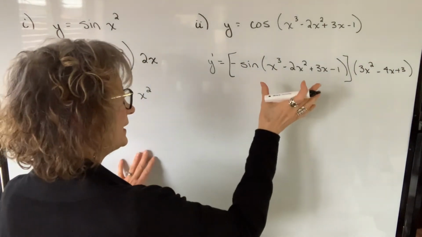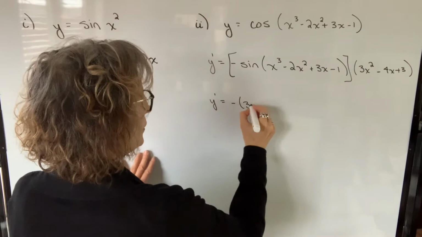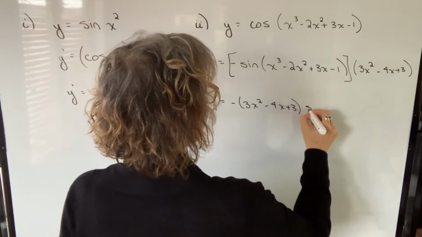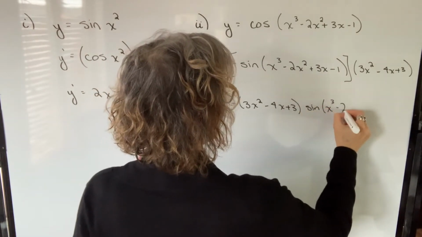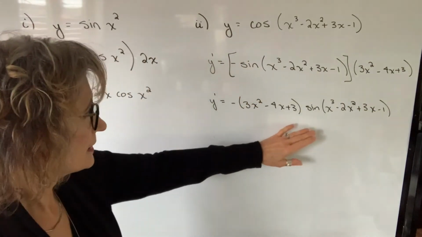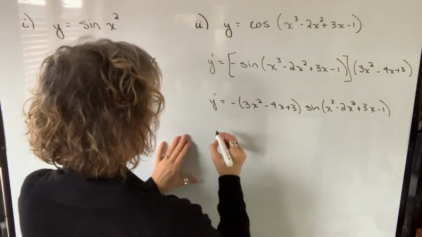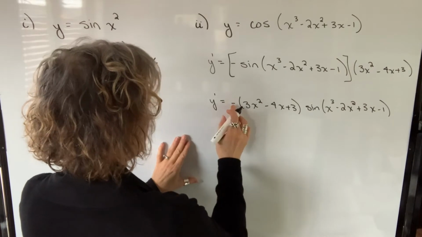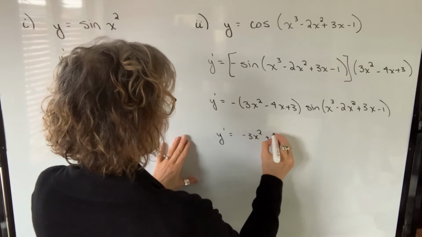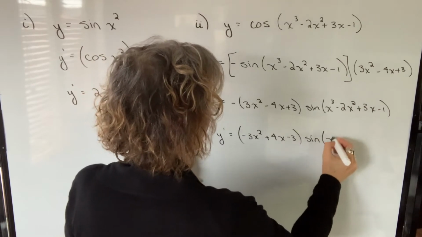And you could leave it like that, but I would prefer to see that written out front. So negative 3x squared minus 4x plus 3 times the sine of x cubed minus 2x squared plus 3x minus 1. So it just cleans it up, eliminates one set of brackets, and we could distribute this negative as well. It's not going to eliminate the brackets, but it would eliminate that coefficient of negative 1. So that would be negative 3x squared plus 4x minus 3 times the sine of this function.